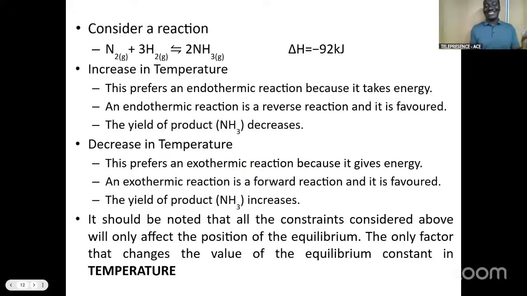However, if there's a decrease in temperature, of course, the equilibrium will shift in a direction that produces more energy, and that favors the exothermic reaction, favoring the yield of ammonia. And like I said, of all the constraints considered so far, the only one that will affect the magnitude of the equilibrium constant is temperature. However, the quantitative description of the effect of temperature on equilibrium is beyond the scope of this course. And that's why we are not doing anything quantitative here.